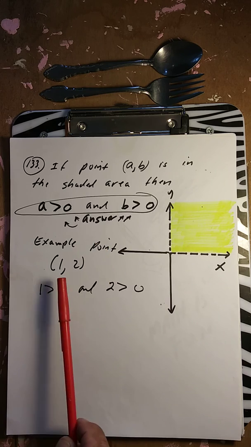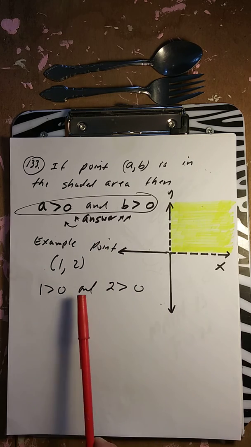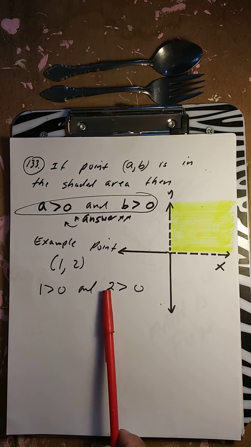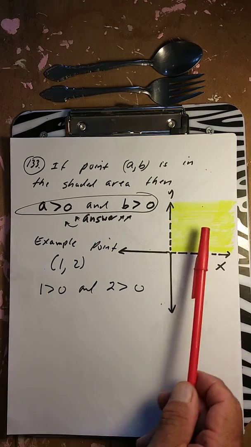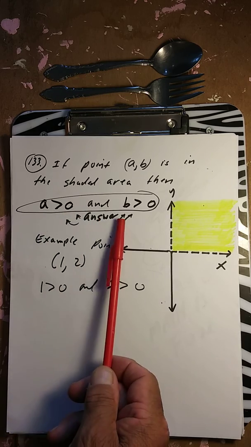For an example, the point 1, 2. 1 and up 2 spaces. That means 1 is greater than 0 and 2 is greater than 0. So that's why I got this right here. So any point AB that's in there, it's going to be A is greater than 0 and B has to be greater than 0.